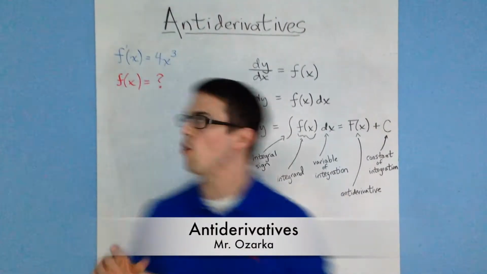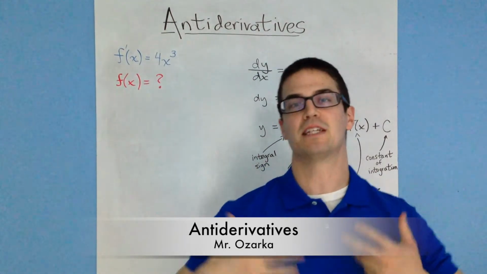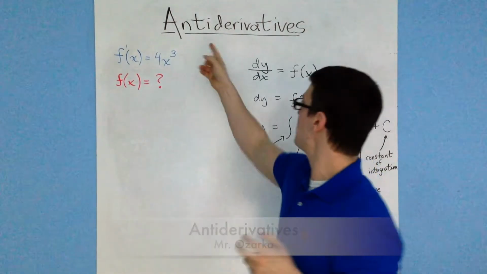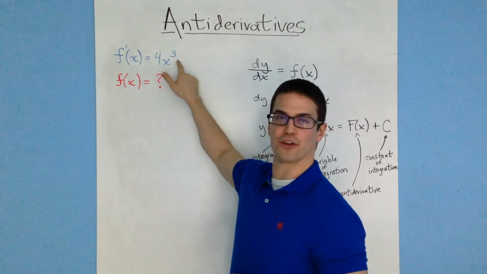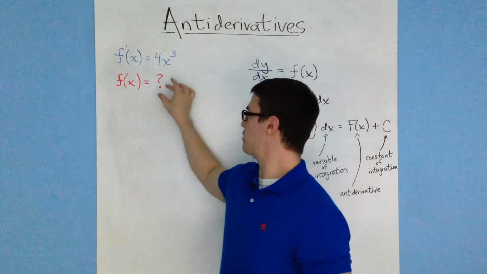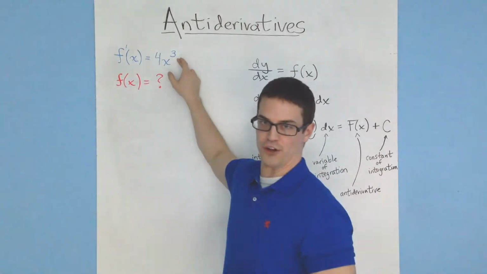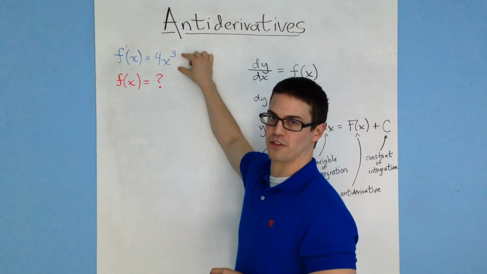Alright, so this is going to be a video about antiderivatives. Basically, what an antiderivative is, based on its name, is the opposite of a derivative. So say we started with a derivative like 4x to the third. The antiderivative of it would be whatever the function is where you have to take the derivative to get the 4x to the third. So basically you're looking for a function whose derivative is 4x to the third.